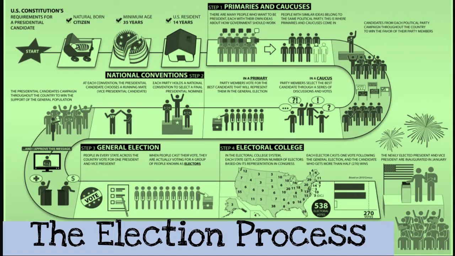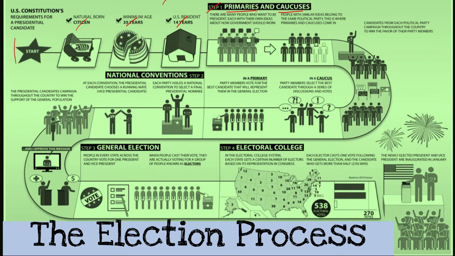So this slide explains the entire electioneering process of the American president. Let's start with this. According to the US Constitution, we have some qualifications for a presidential candidate. He should be a natural born US citizen, he should be a minimum of 35 years old and he should be a US resident for 14 years. So step one, the primaries and the caucuses.